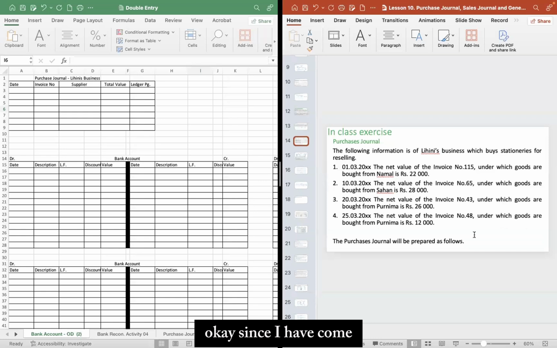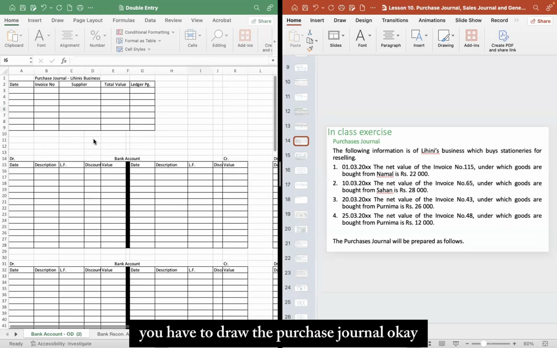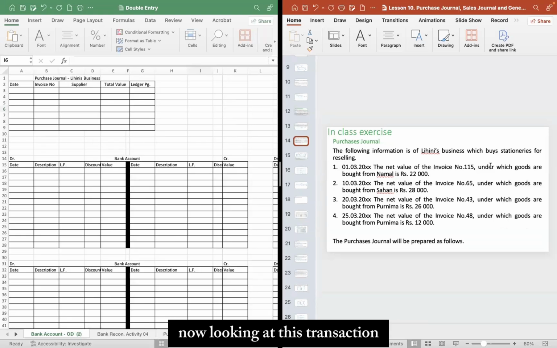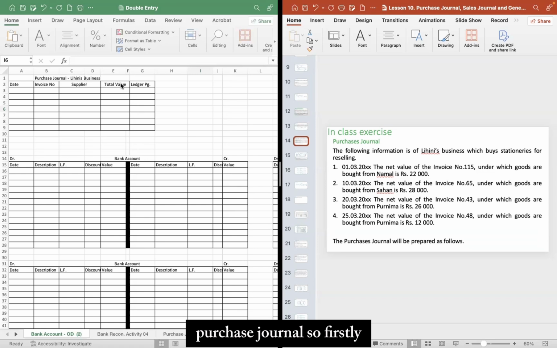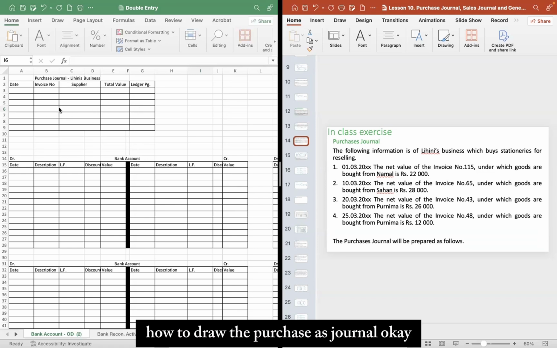Okay, since you have written the question, let's move on to the question. Firstly, what you have to do is you have to draw the purchases journal. Now looking at this transaction, let's look at what this transaction is. On March 1st, the net value of the invoice 115 under which goods are bought from Normal is 22,000. These are purchases journal questions. So firstly you have to draw the purchases journal. Then subsequently we will have to draw ledgers, which I will be explaining to you.